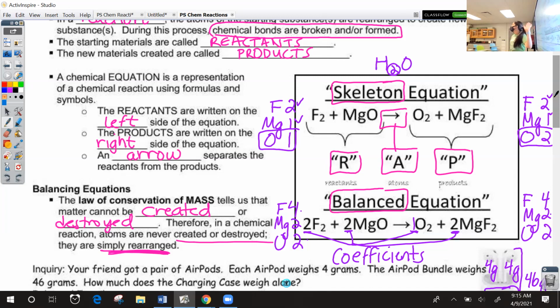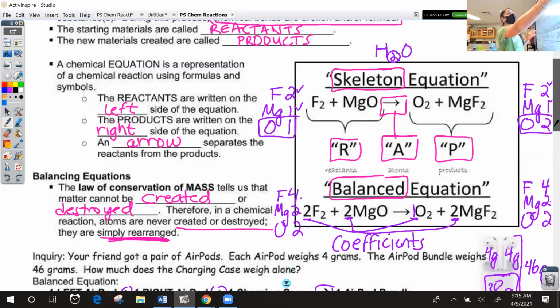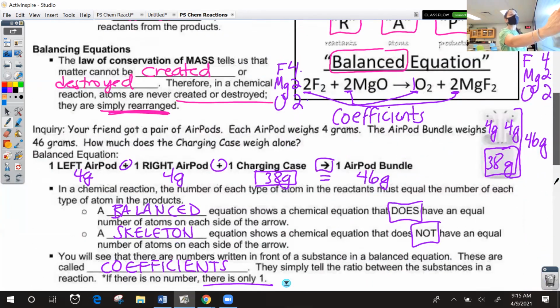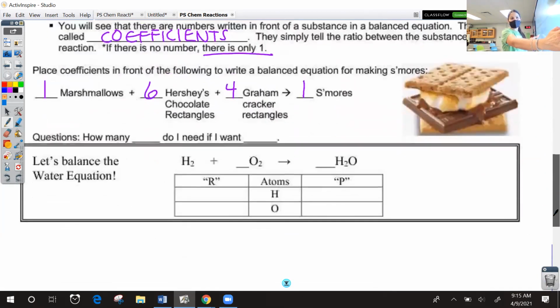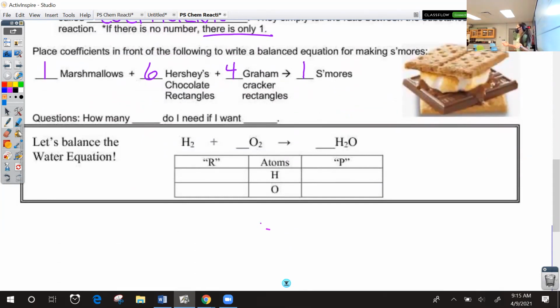Do you remember RAP? It goes reactants, arrow, then what? What is P for? Products, very good. So reactants, arrow, products. And sometimes you can even use A. Some people will use A and put the atoms in the middle to see what atoms are on both sides. Remember, the big idea is that by the law of conservation of matter, what you have on your reactant side, you still have on your product side. It's just a matter of rearranging the atoms. That's all that happens in a chemical reaction.